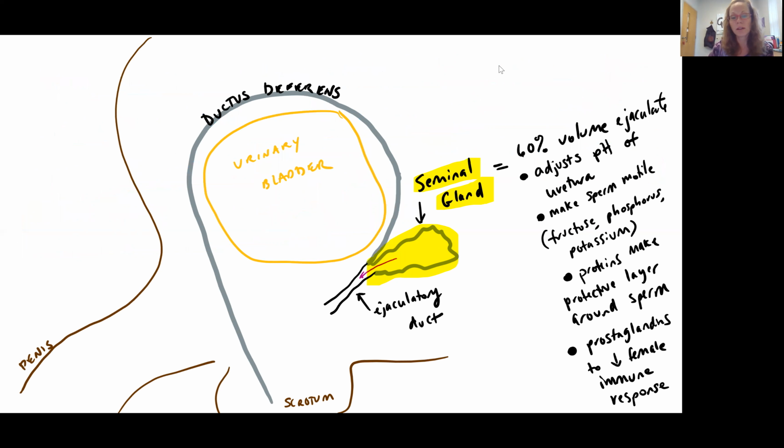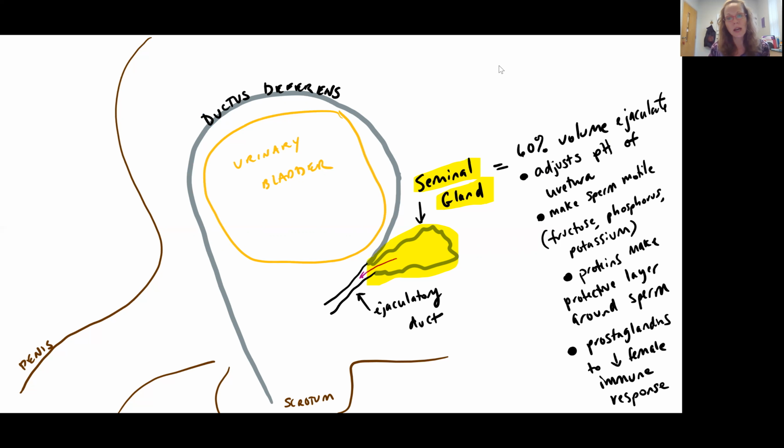So here we're seeing our ductus deferens leaving the scrotum, coming around the urinary bladder in the pelvic cavity, and then entering into the ejaculatory duct. Also emptying into the ejaculatory duct, you have the seminal gland. The seminal gland is one of our key accessory organs. It's producing about 60% of the volume of the ejaculate, and this fluid has several jobs. One job is to help adjust the pH of the urethra because remember, it's shared with the urinary system, so you've had this acidic urine passing through, and we need more alkaline conditions for the sperm.